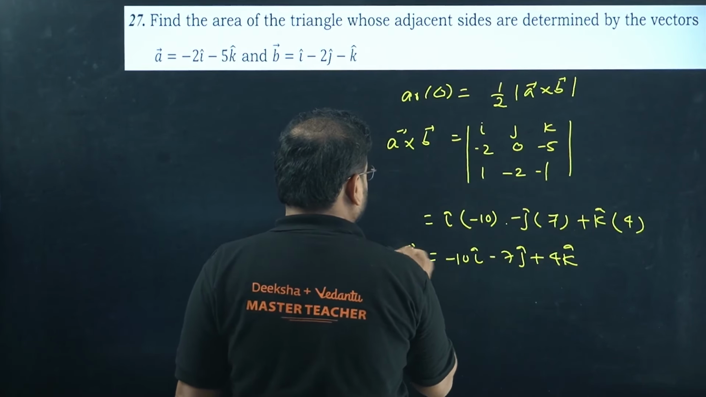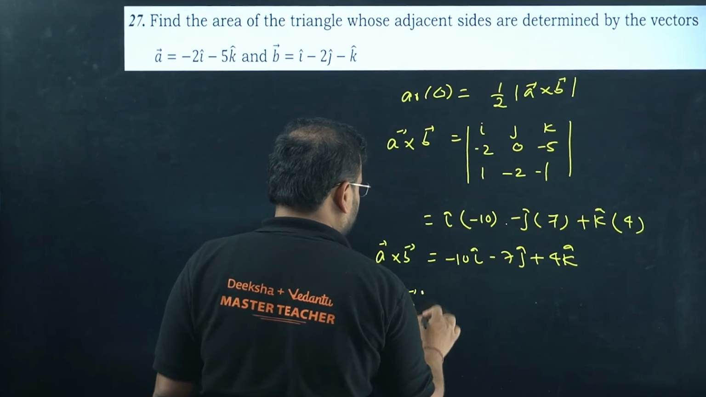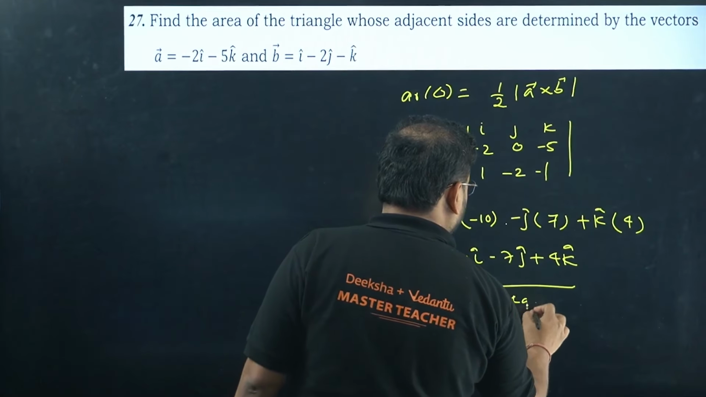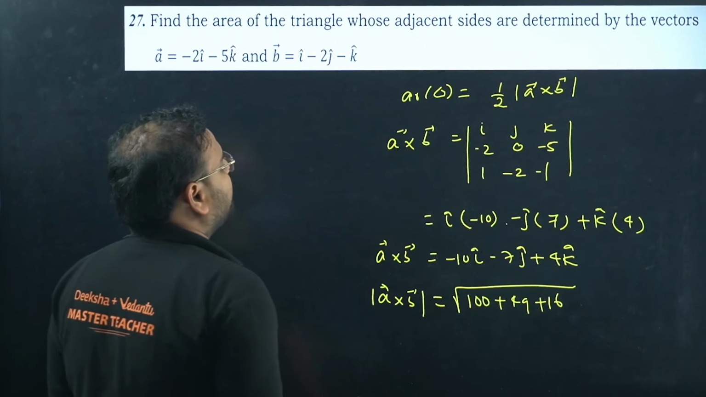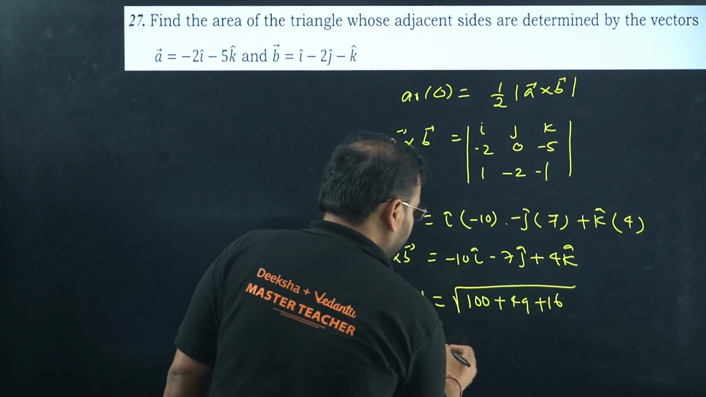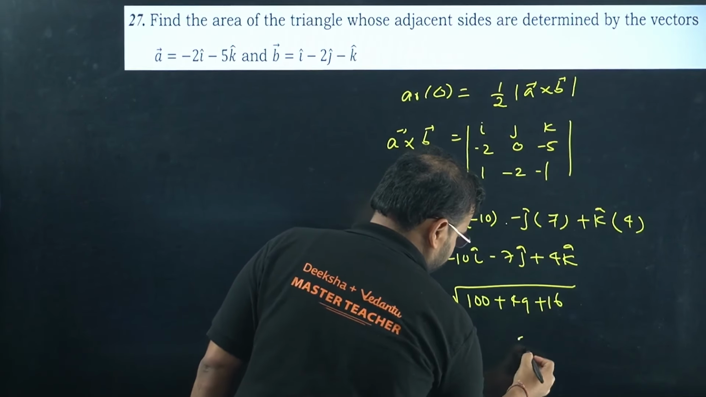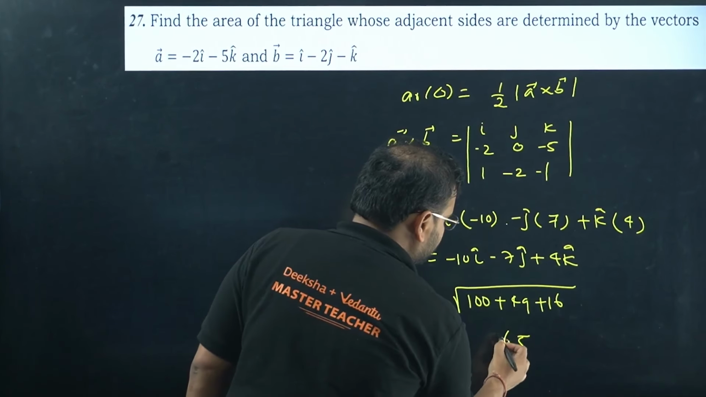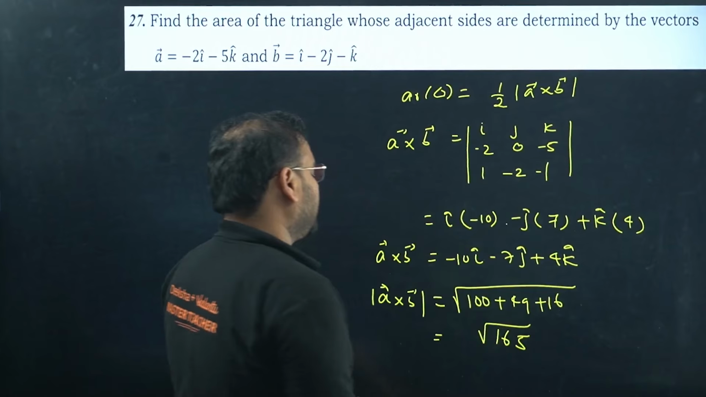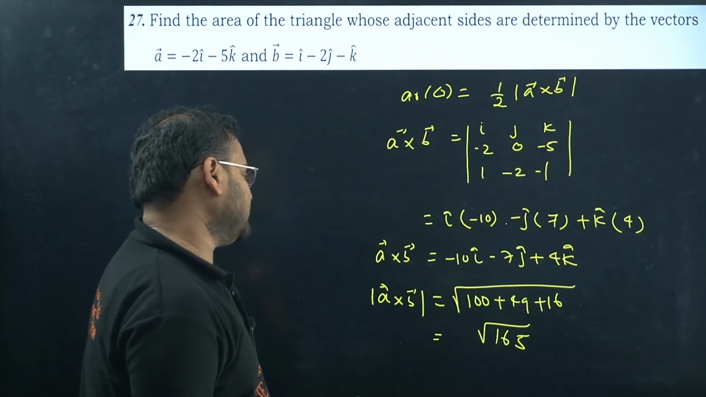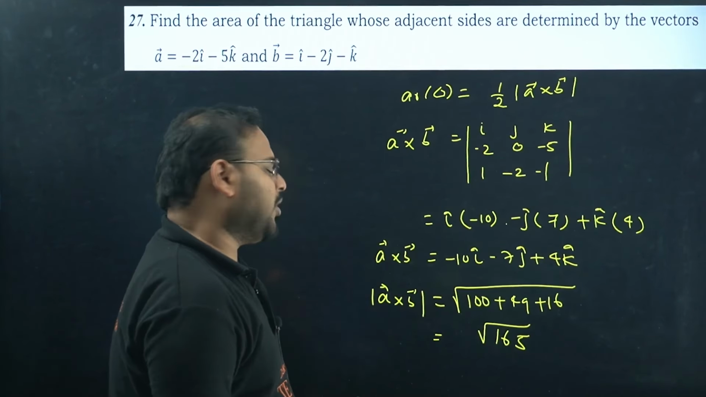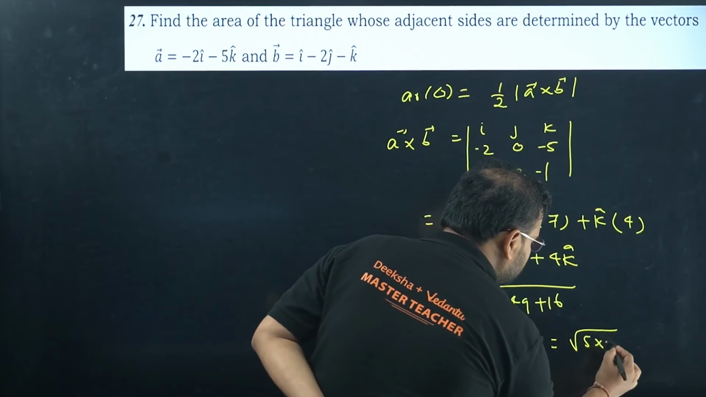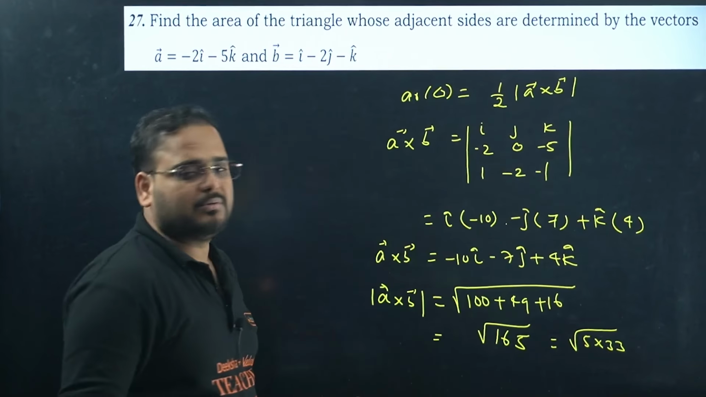is vector a cross b. Let's find the modulus now. a cross b mod, I'll get here root of 100, 49 and 16. How much is that? 100 plus 49 is 149, plus 16 is 165 in the root. Now can we simplify this? 5 threes are 15, 5 threes are... not possible, right? Let me cross check once. 5 into 3 is 15 and 5 into 3 is 15. Correct? So not possible to simplify it further.